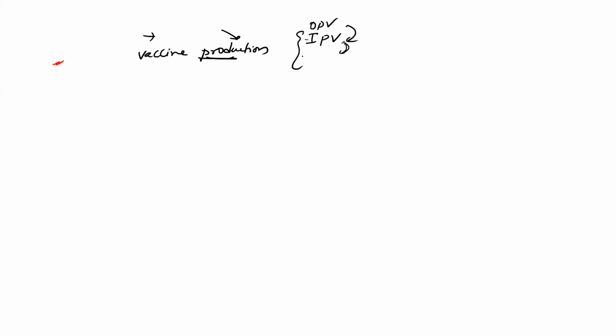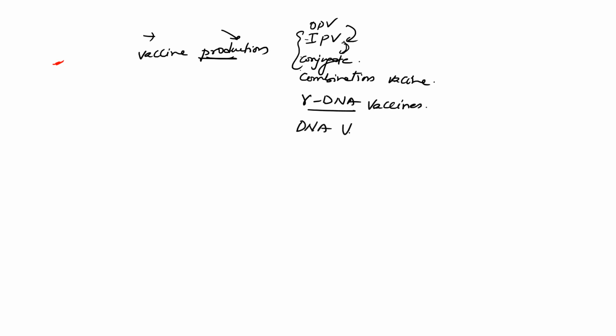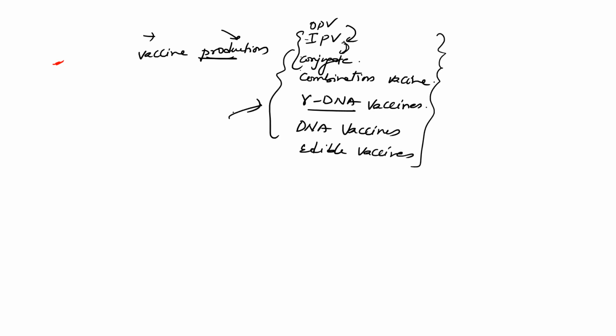Then the next stage comes: conjugate vaccines or combination vaccines. These are the varieties of vaccines. Then comes recombinant DNA. The next technology is recombinant DNA vaccines. Then comes DNA vaccines. Then the final stroke is edible vaccines. These are the various technologies which are evolving with respect to biotech and vaccines.